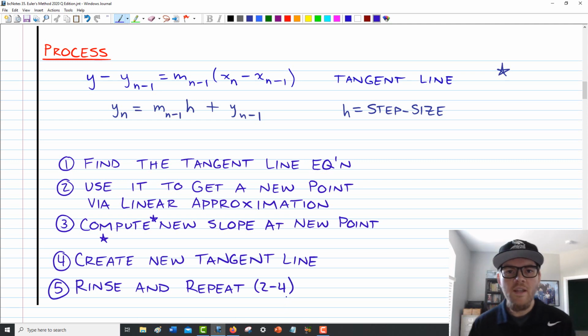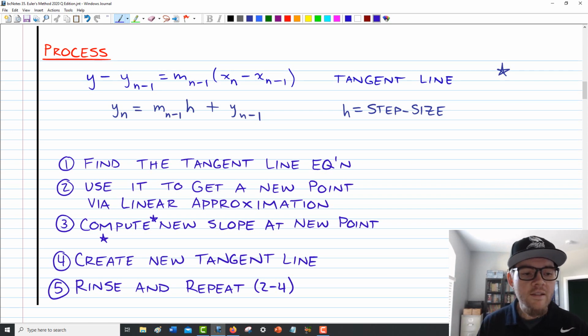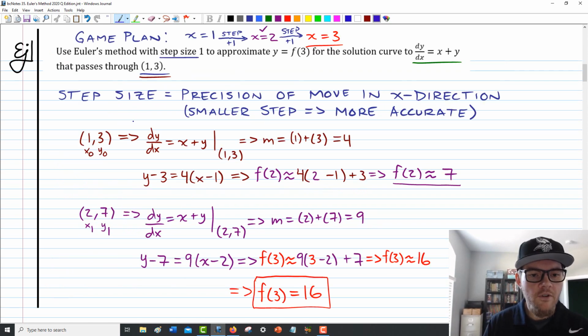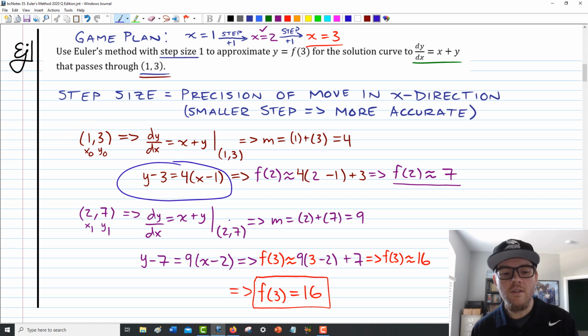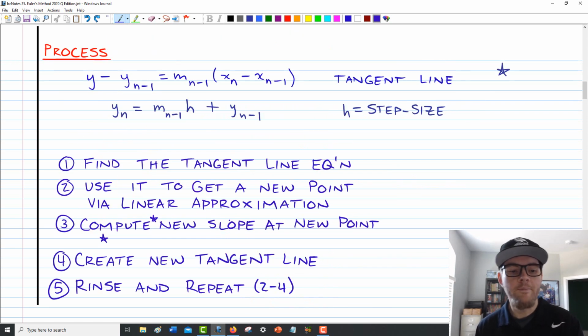Okay, so what is that process going to be? Well, the way we're going to attack it is we're going to follow the same basic procedure we did on the previous problem. We'll focus on creating tangent line equations and plugging into them and then using that to get new slopes before doing the process over and over again. So as it says in step 1, we're going to find the tangent line equation. Just as we did on this first page here, we'll find our tangent line equation, there it is, by plugging into the differential equation to get the slope and constructing that tangent line.